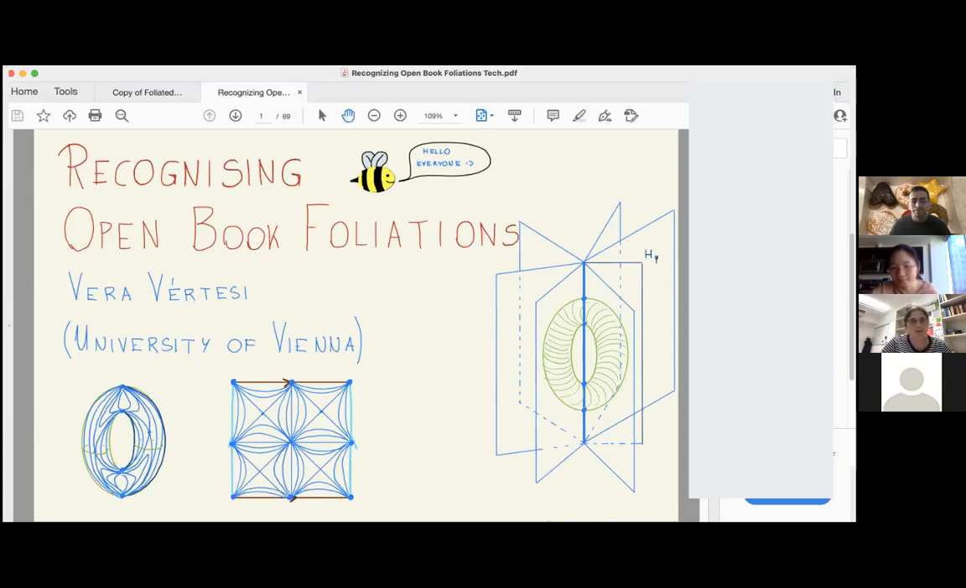So I'm taking these H_t, which are half planes. They all intersect in the z-axis, but that's not going to bother us. Otherwise, they are somehow disjoint. And then I'm taking a random surface, and I take its intersection with this H_t. So for example, for t equals pi, it looks like these two arcs here, these blue arcs.